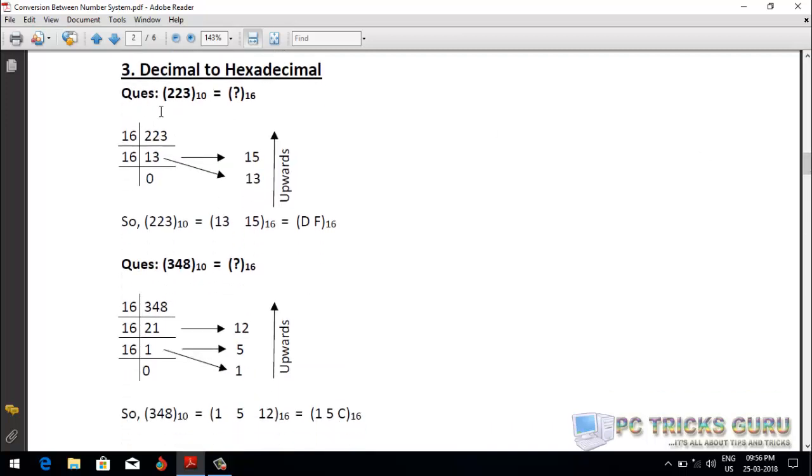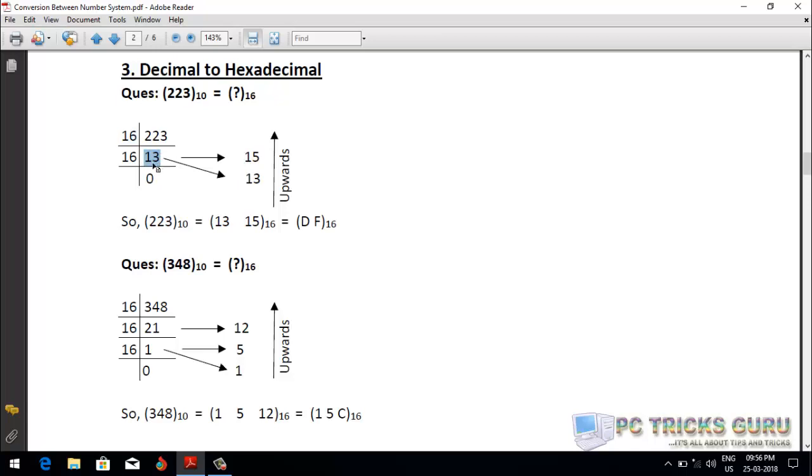So I've taken 223 base 10 and we want to convert it into a base 16 number. Let's start. The same logic applies here as well. Instead of 2 or 8, we will divide the number by 16. So write 223 here and divide it by 16. It gives us 13 as the quotient and 15 as the remainder.